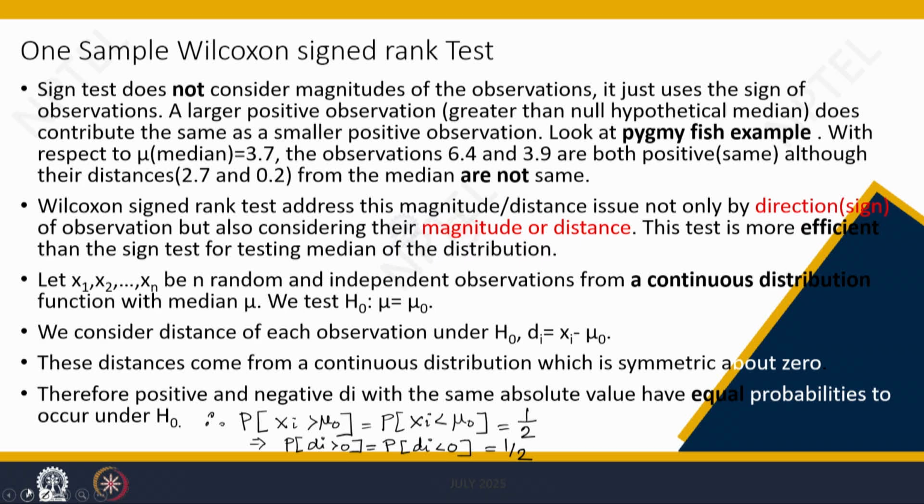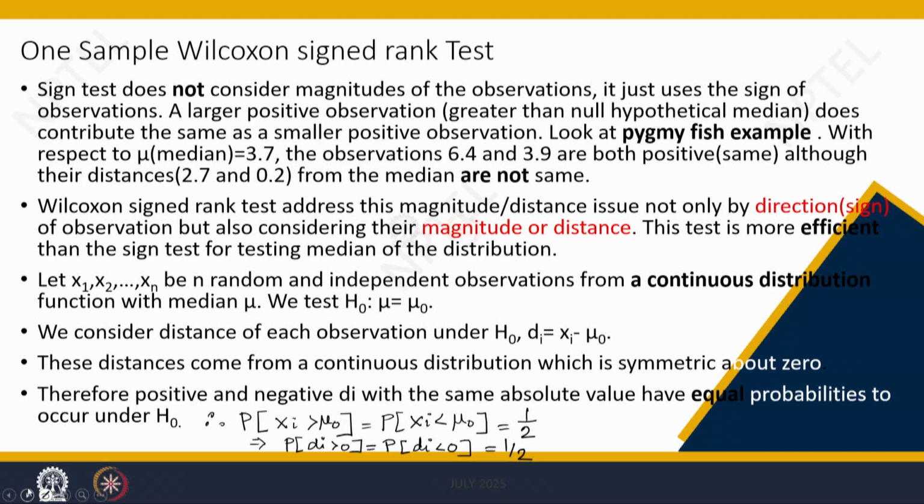In the Wilcoxon signed rank test, which is again an advancement of the sign test, we are considering two factors. First one is the sign of the observation, whether it is a positive observation or negative observation, as well as we are looking at the distance of the observation from your central value, and in this non-parametric test the central value is mu0 or median under null hypothesis.